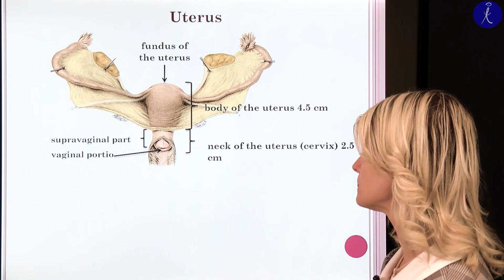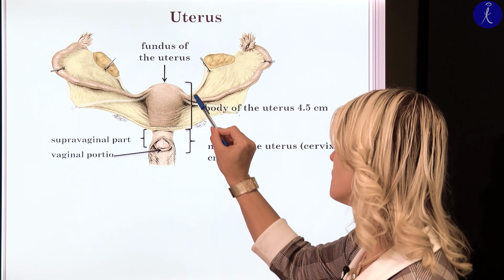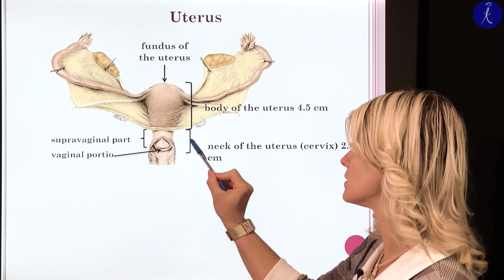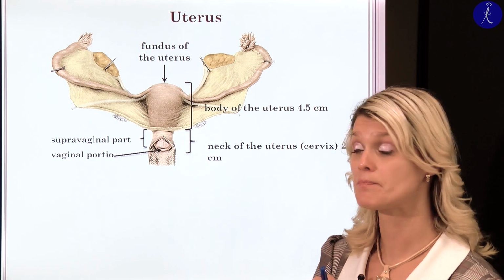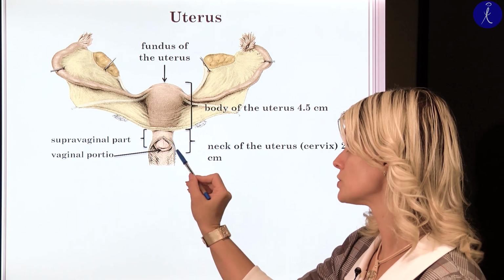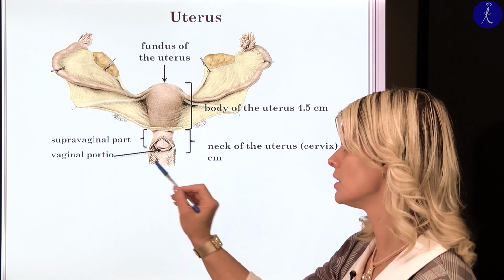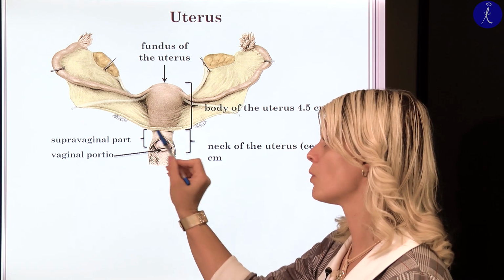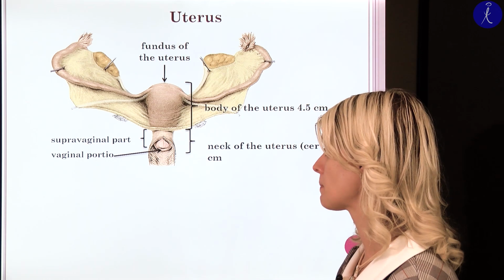So the uterus has two main parts. The upper part is called the body of the uterus, and the lower part is called the neck of the uterus, or cervix. And we can divide the cervix into two main parts. The part which is located within the vagina is called the vaginal part of the cervix, or portio vaginalis. And above, you can see the supravaginal part of the cervix.